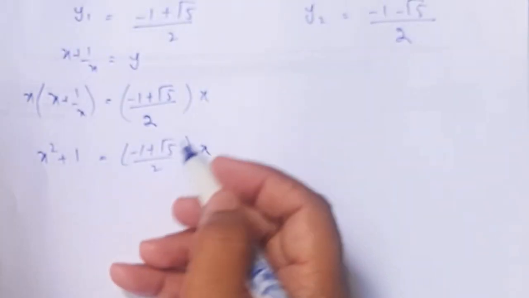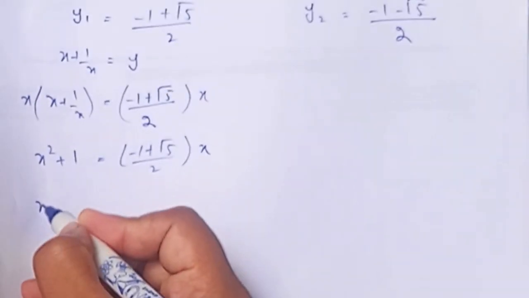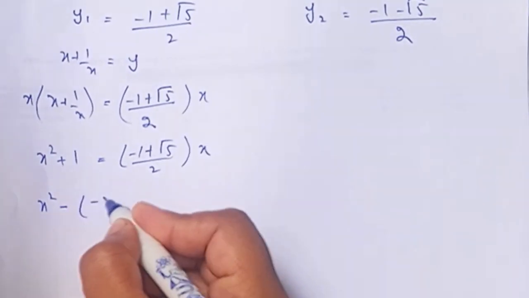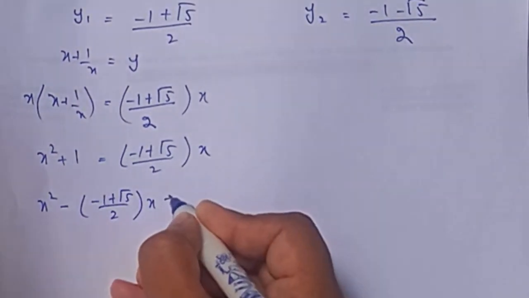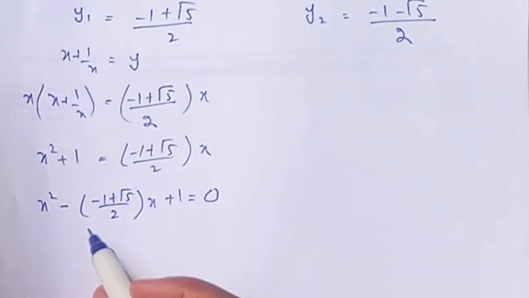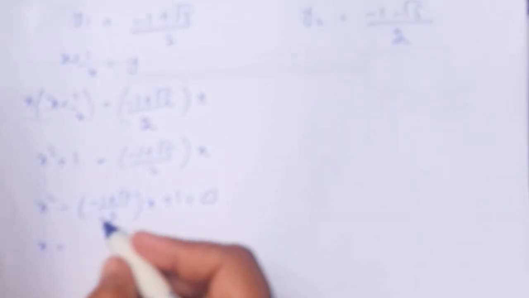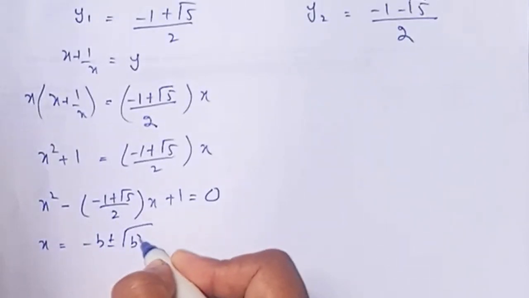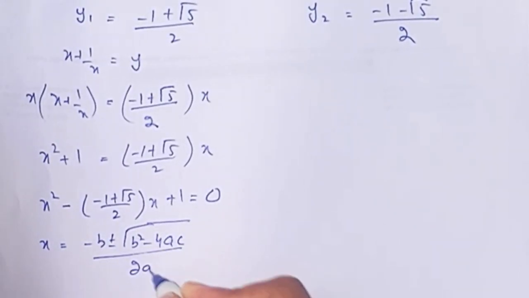So in the next step, we subtract this value on both sides. So we get x square minus (1 plus square root 5 over 2) x plus 1 is equal to 0. And this will become a quadratic equation. So we use a formula, and the formula is x is equal to minus b plus minus square root b square minus 4ac over 2a.